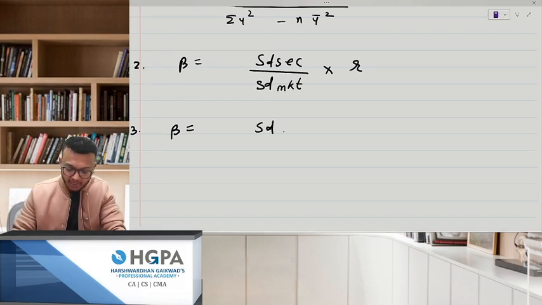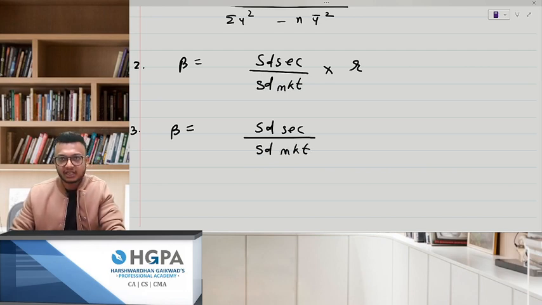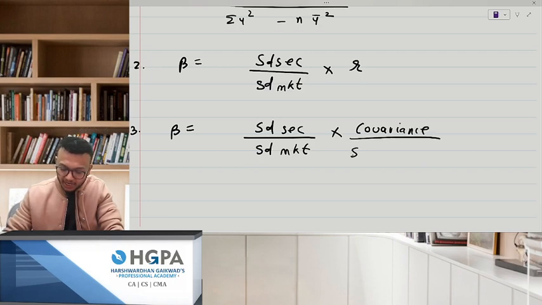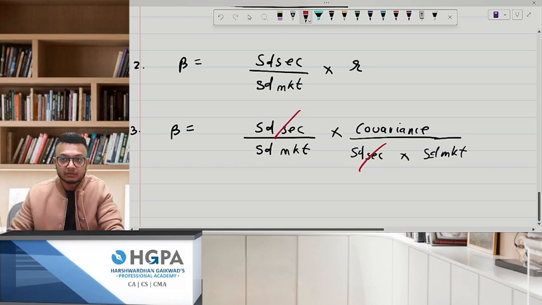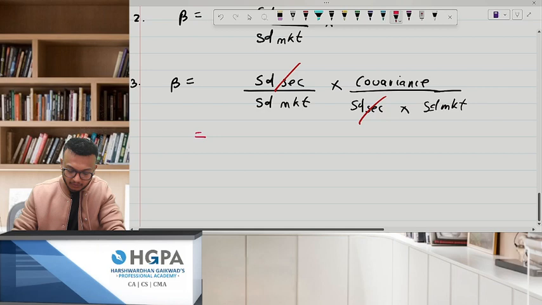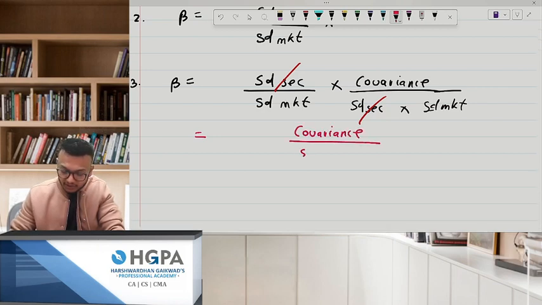So see what I'll do. Standard deviation of security as it is, I am writing. Standard deviation of market as it is. I did not change anything. But can I change R? You know the formula for R, right? What is correlation? Covariance upon standard deviation of security into standard deviation of market. You know that much. Now what will I do? Please tell me. This gone, this gone. And what is my new formula? Covariance divided by, as she said, standard deviation of market square.